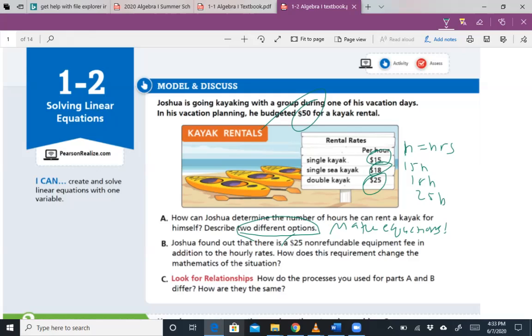But there's a $25 non-refundable equipment fee. Okay, so you're adding 25 to each equation. Keep that in mind. So in other words, 15h plus 25, 18h plus 25, 25h plus 25. And this all has to equal 50 because that's how much you're allowed to spend. Okay, there you go. We took care of part A and B.